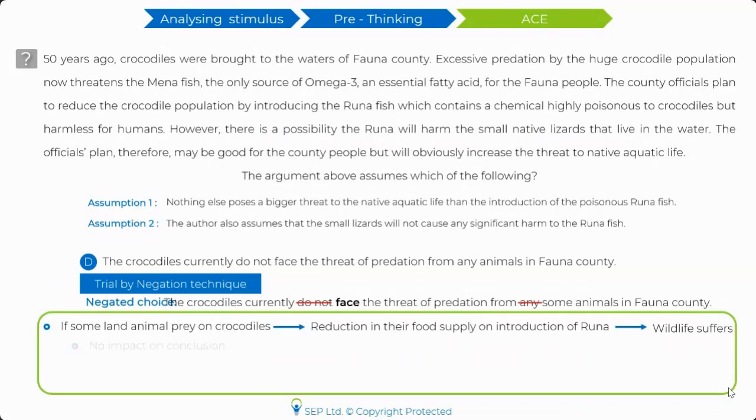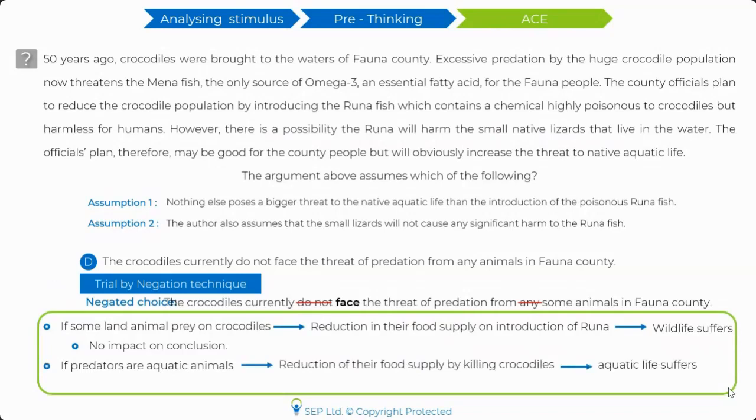But okay, so then there is no impact on the native aquatic life if it is land animals. If the predators are aquatic animals, then there will be a reduction of their food supply by killing crocodiles, and then the native aquatic life might suffer. So this plan has an ambiguous impact, kind of.